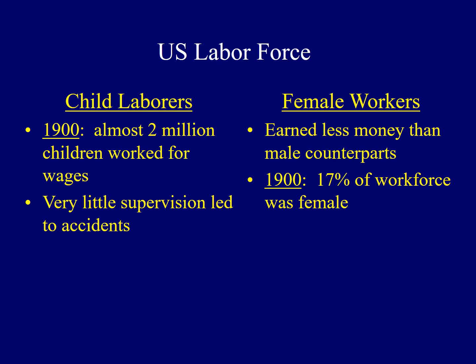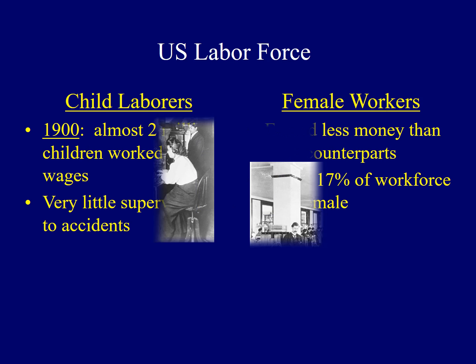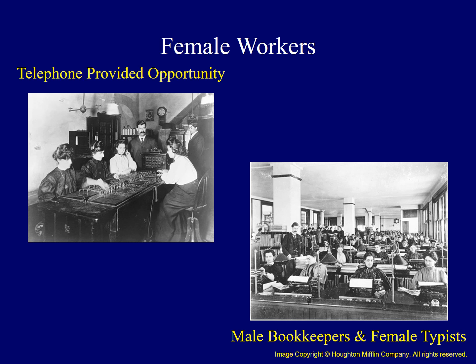Women had always worked in farming communities, however they had a unique role in the factories. Very often employers would seek out women because they believed that they could pay them less than their male counterparts. By 1900, 17% of the workforce was female. By the 1890s, with the invention of the telephone and the typewriter, women with a high school education could have additional opportunities and could work under safer conditions, as shown in these images here.